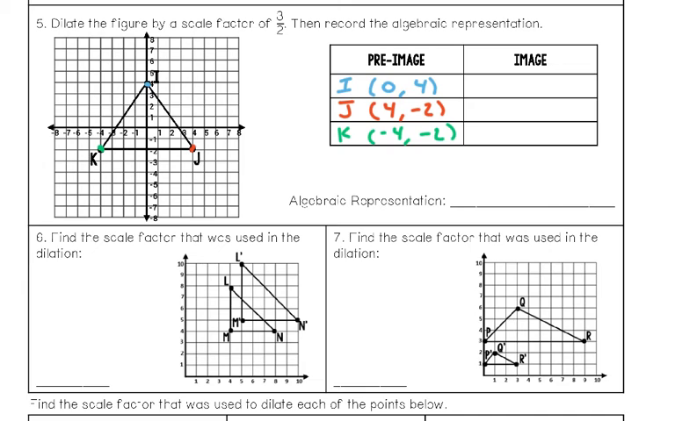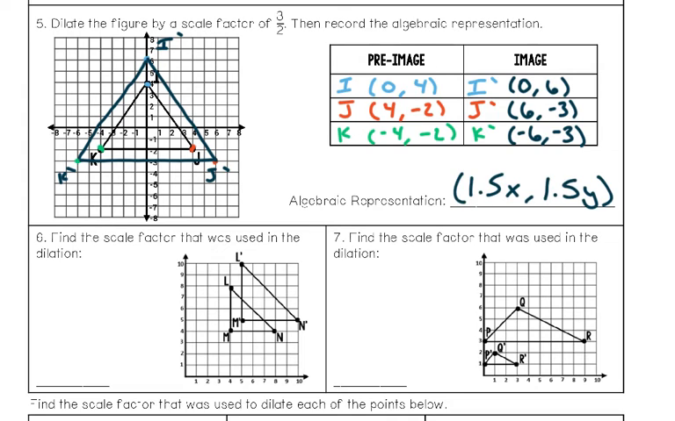So your first job is to go ahead and find the coordinates for the image. Go ahead and do that now and press play when you're ready to check. All right, now that I have the coordinates of the image and looking at your scale factor, does this dilation represent an enlargement or a reduction? As you can see, the image got bigger, so it's an enlargement. For the algebraic representation, you could have written that as 3/2 x, 3/2 y, or as a decimal, 1.5x, 1.5y. It's 1.5 times bigger.